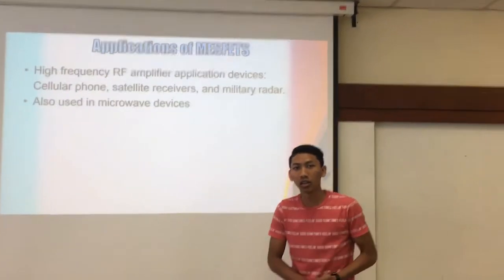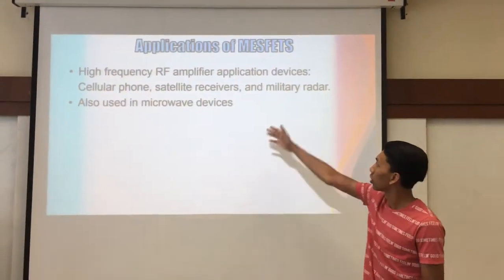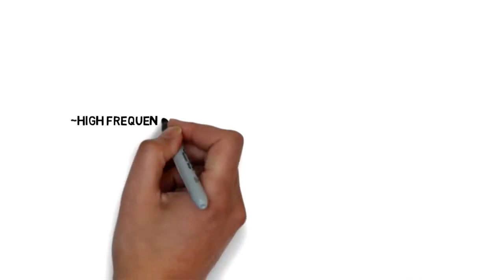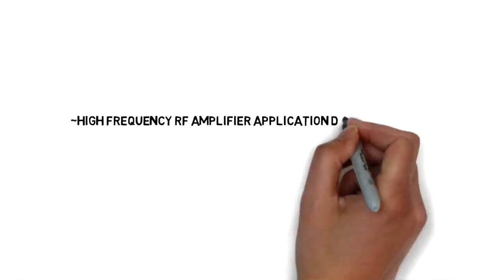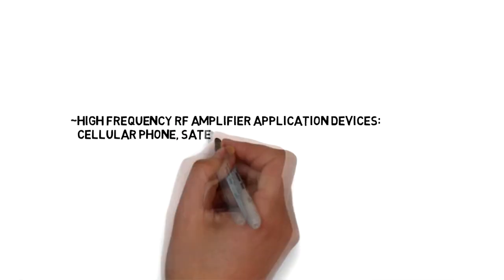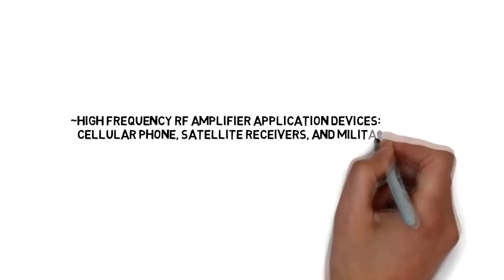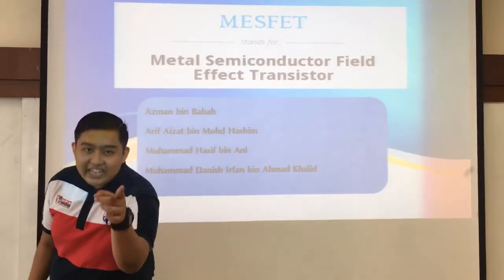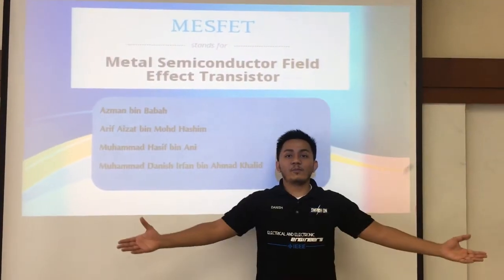After all we have learned about the MESFET, there are two applications of the MESFET. First, high-frequency RF amplifier applications in devices such as cellular phones, satellite receivers, and military radar. It is also used in microwave devices.